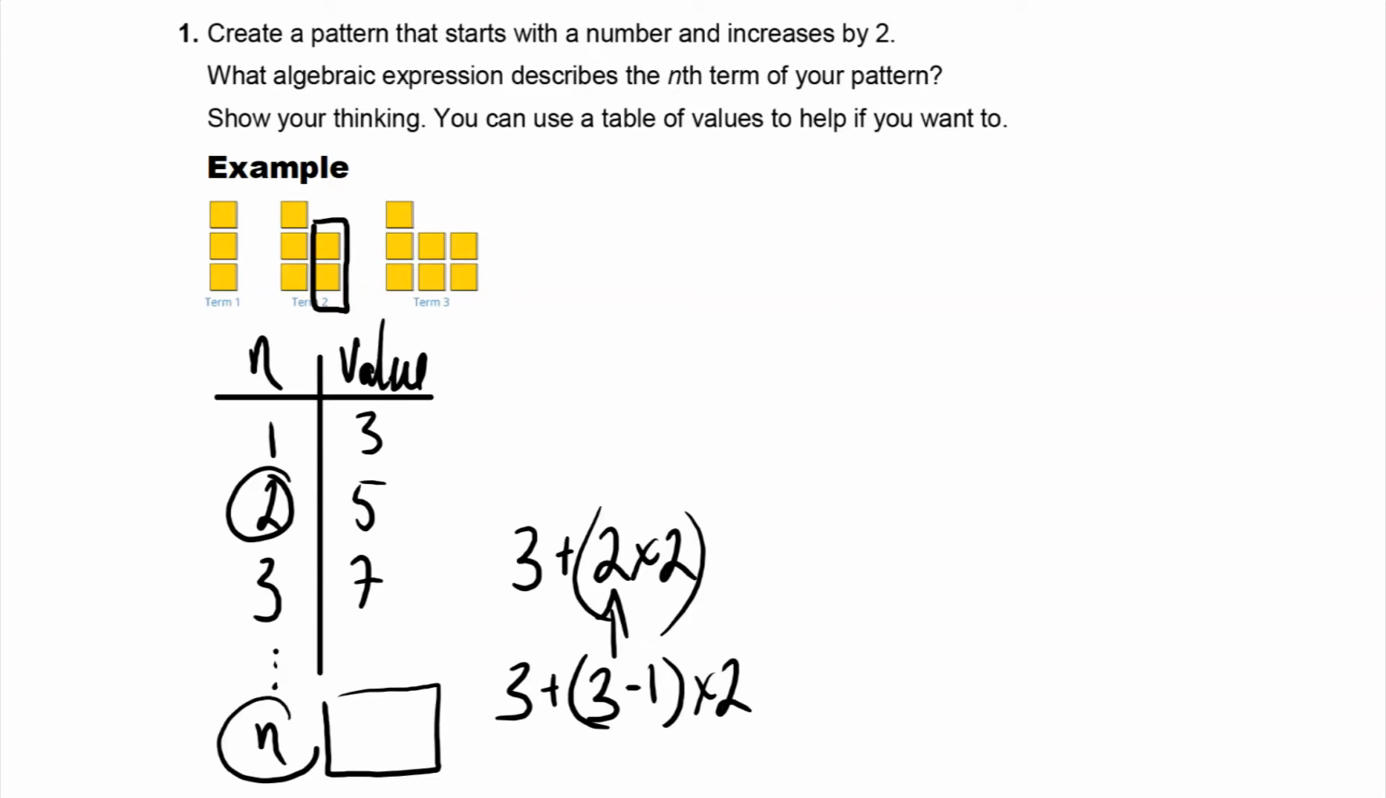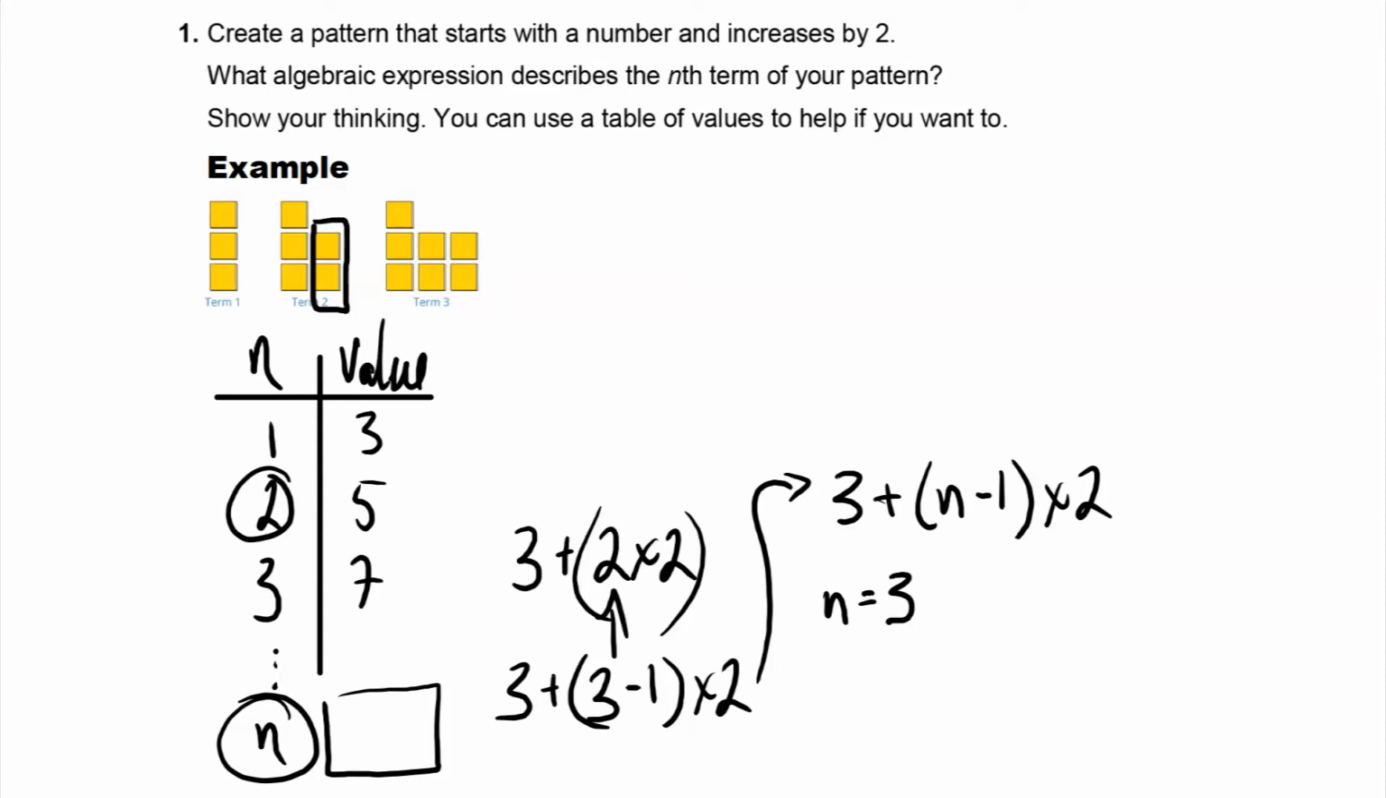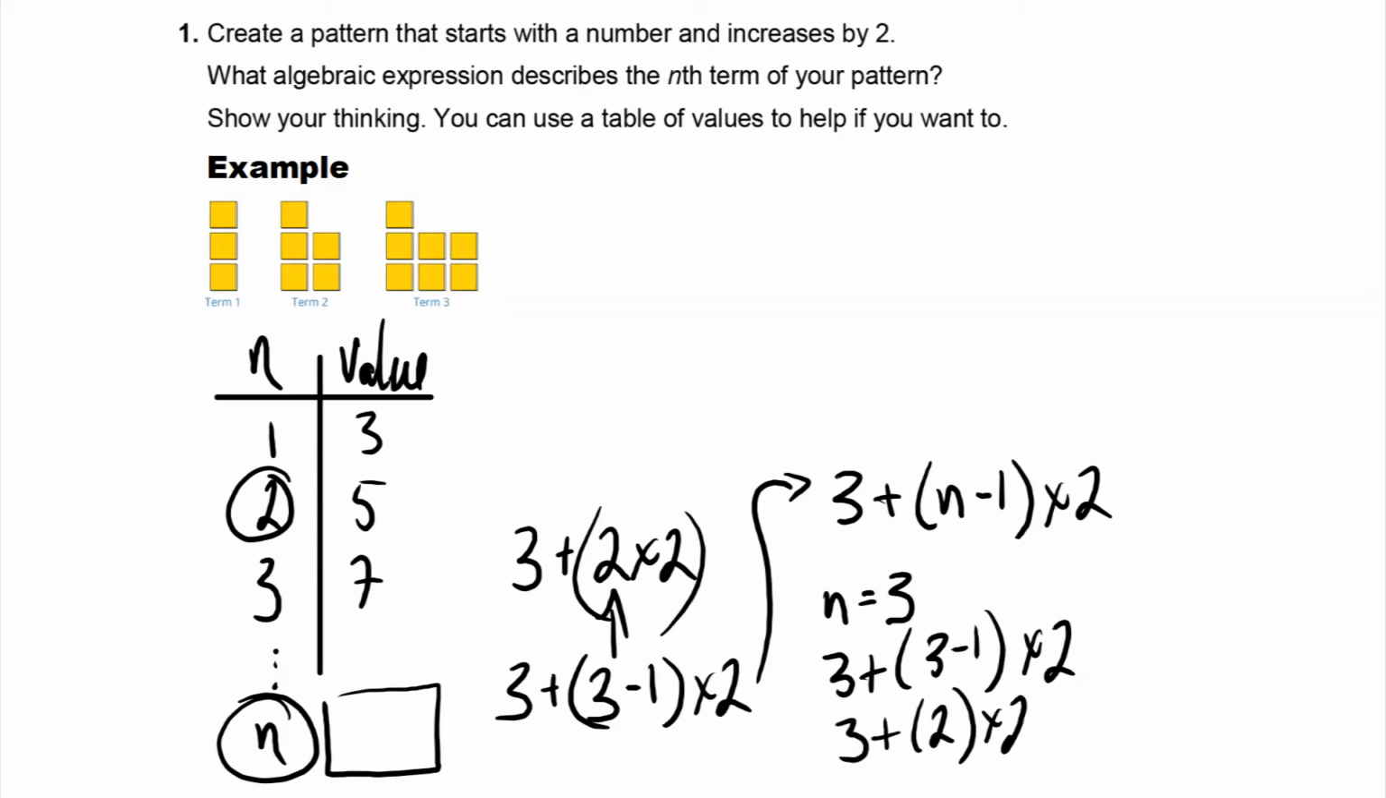If we then take it into the general case of n, we've got 3 plus n minus 1, times 2. In this case, if n is equal to 3, we're not adding 3 groups of 2, right? Because we've only got 2 groups of 2 added in. So you can see that 3 plus 3 minus 1, times 2, is the same as saying 3 plus 2 times 2, which is what we started off with here.